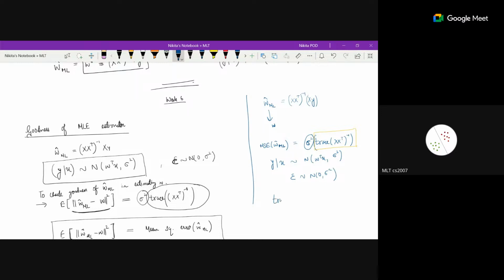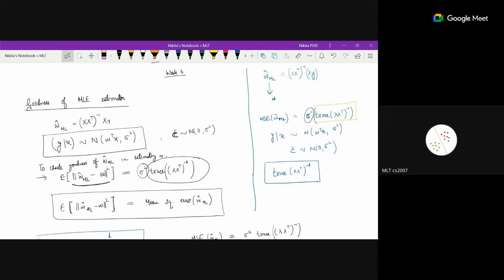Which is trace of (XX transpose) inverse. All right. So in order to reduce the trace in some way, we have introduced a new estimator, and we want to see how that estimator, which is still estimating my W, is reducing my mean square error in some sense.